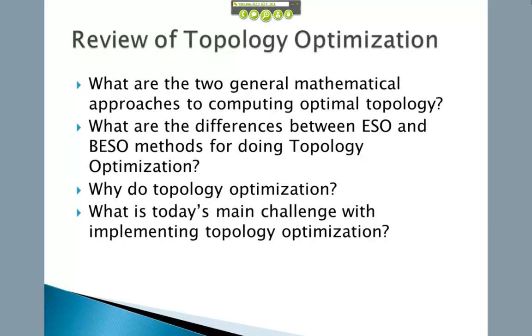What is today's main challenge with the implementation of topology optimization? If there's one challenge, what is it? Communicating back with the CAD system. It's getting it back into CAD. And that's the crux of what the last half of our discussion is all about. Okay?